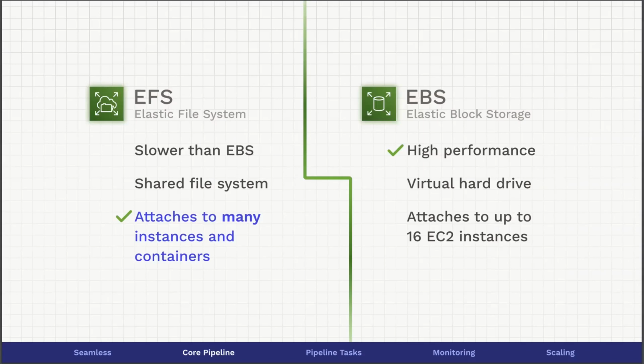As an alternative to EFS, we also considered AWS Elastic Block Storage. Although it would have offered higher performance, it's only designed to be mounted to just a few EC2 instances. In comparison, EFS can mount to many instances and containers, which made it the better choice for our use case.